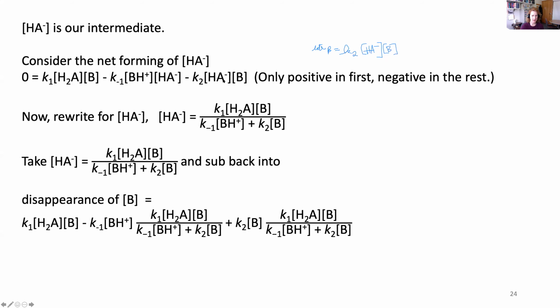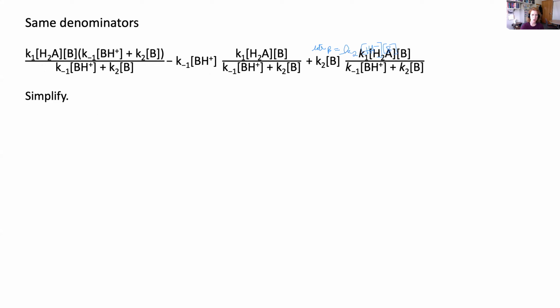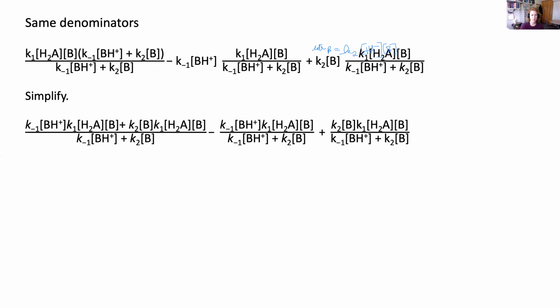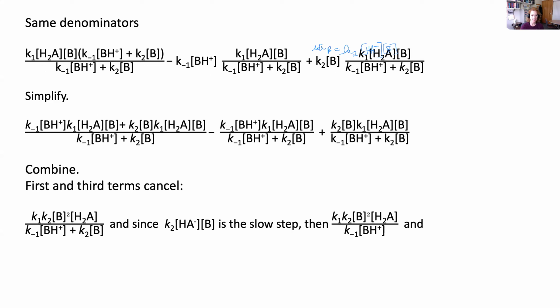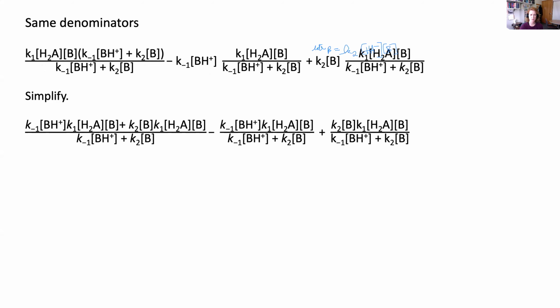So we're going to sub that back in into there, and we are going to get everything with the same denominators, and then we're going to simplify the expression by adding everything together and combining. And so then that gives us K2 times B times, what did this end up with?